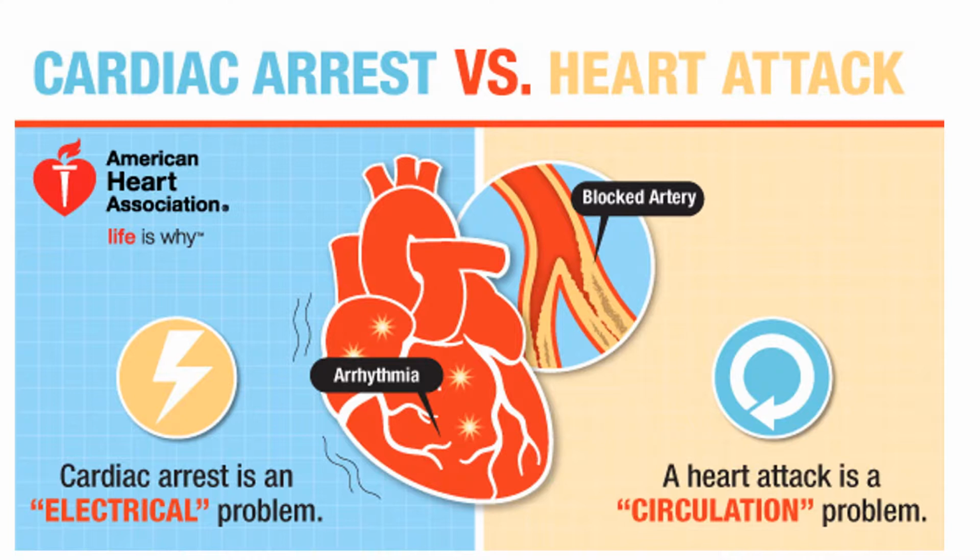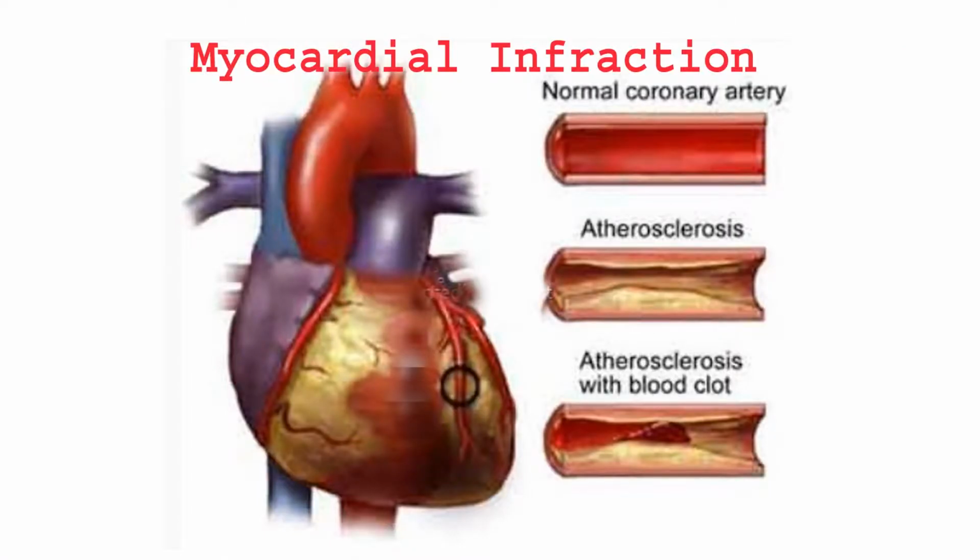Again, cardiac arrest, and this is from the American Heart Association, as you can see here. Cardiac arrest is an electrical problem. Heart attack is a circulation issue where you have blockage in the arteries. This is blockage we call plaque, where blood is not flowing. So let's look at a heart attack or an MI.